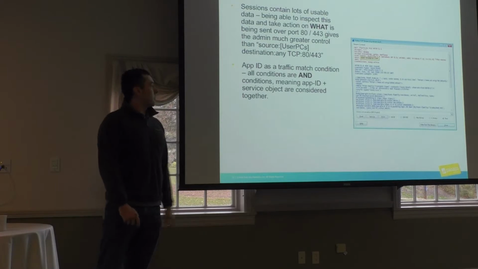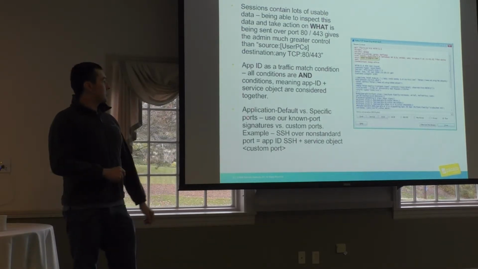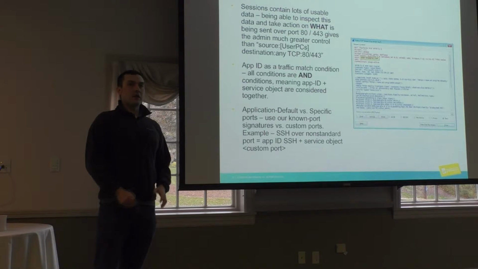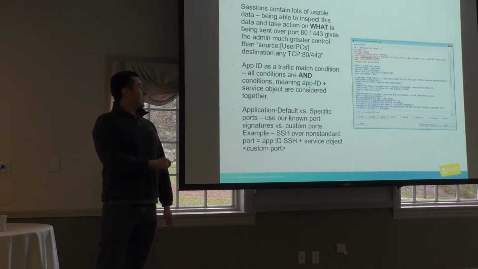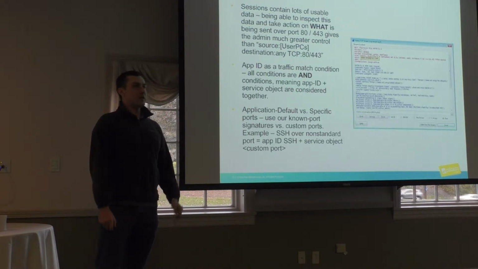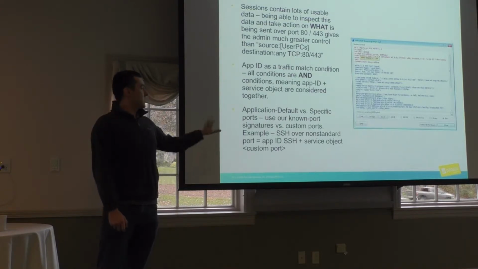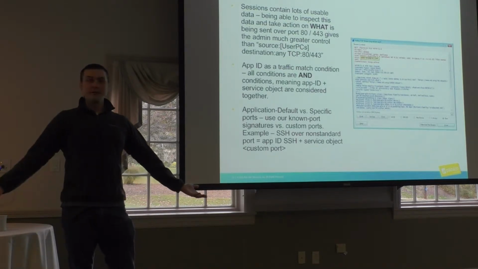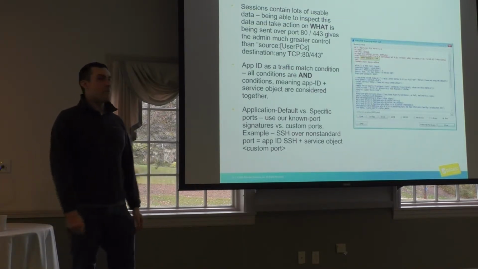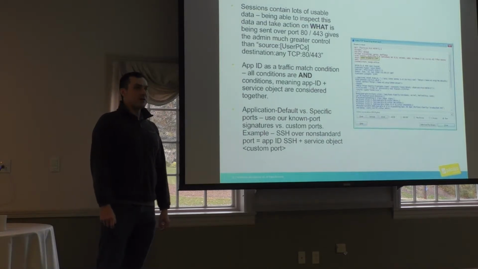Where this comes into play, we have a service object called application-default. That is a predefined object, and what that means is, hey Palo Alto, you have an App ID signature for my application, and I'm using application-default for the ports. Whatever our signature data is for that specific application, it's going to use the default ports for that. A prime example is SSH. What port does SSH run on? 22. Exactly, 22.